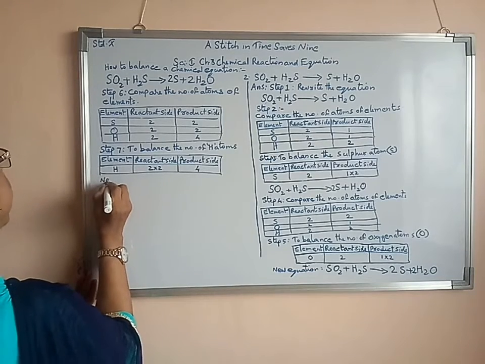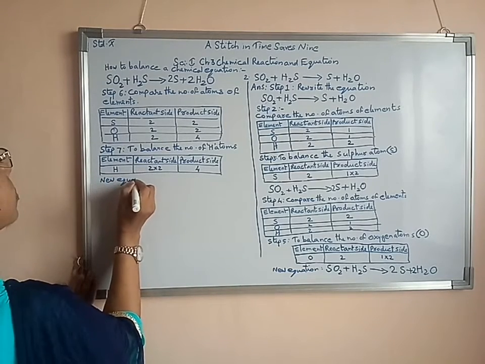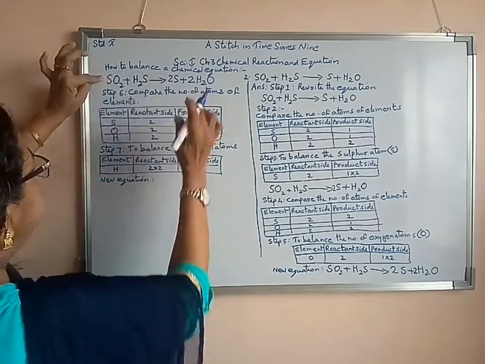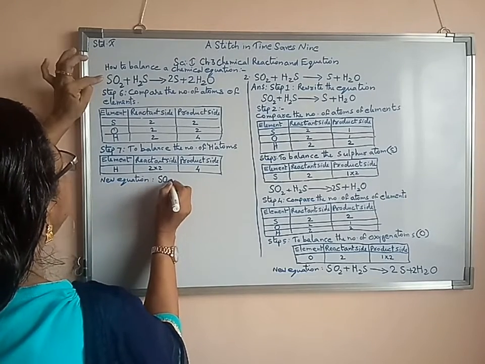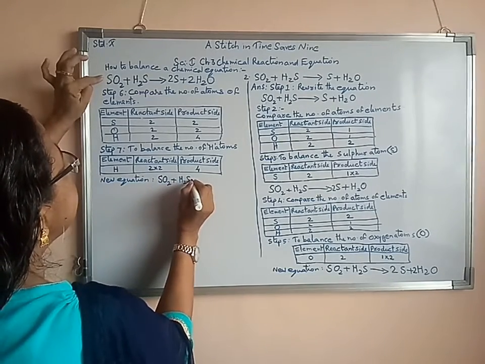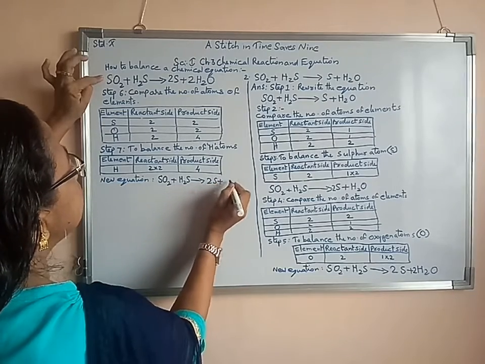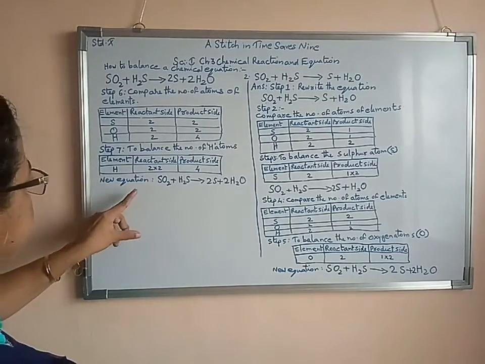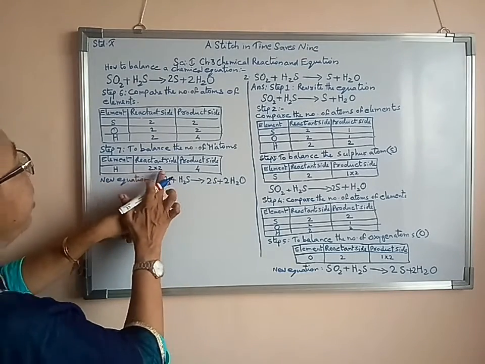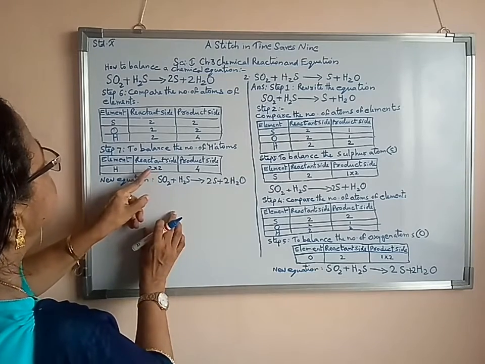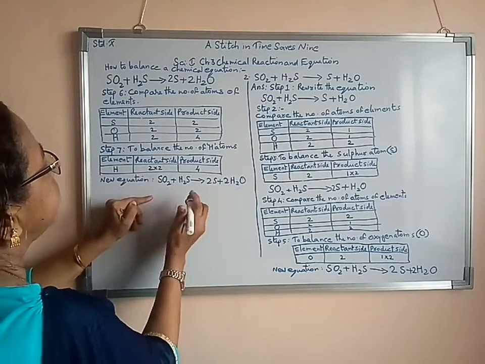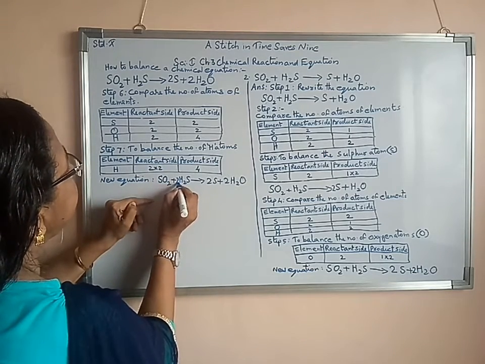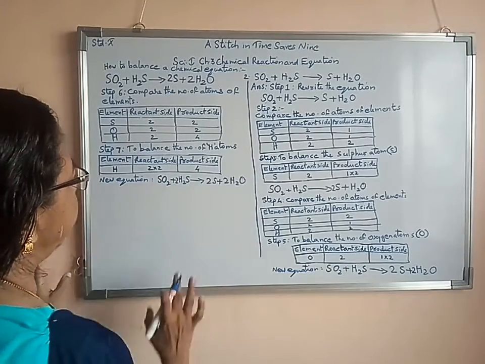Now we will write the new equation. First we will copy the same equation, that is SO2 plus H2S gives rise to 2S plus 2H2O. Now the number of hydrogen we have to increase. Hydrogen on the reactant side was 2, so 2 into 2. So 2 already there, we have to write 2 here. Product side, no need of doing anything.